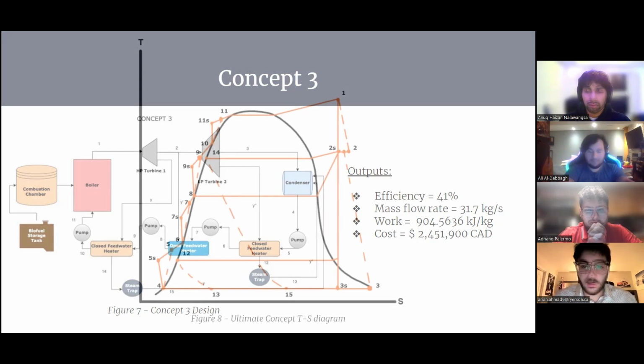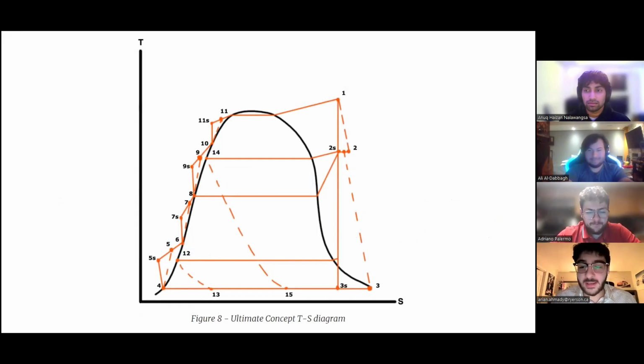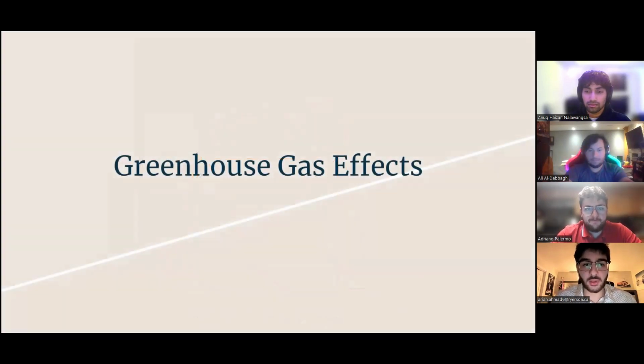Moving on here to figure 8, we can see the TS diagram that is generated from our final concept for our 15-state process for our cycle. Now I'm going to be moving on to Adriano, who is going to talk about the CO2 emissions and the reductions.